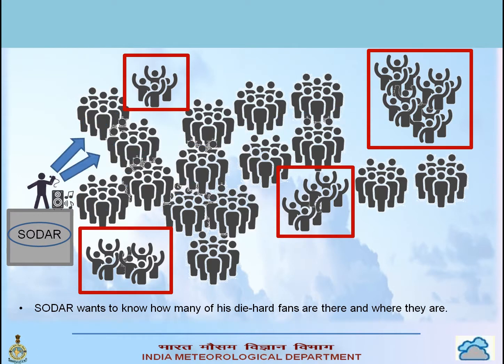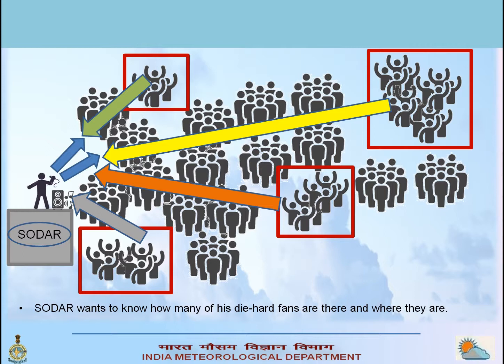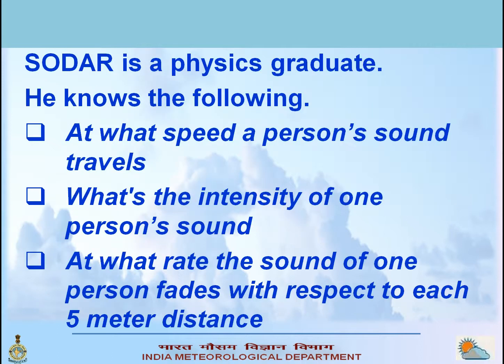But what you must have noticed now is that when they are singing, the sound from the cluster closest to him reaches him first, and then the second closest, and then the third, and finally the farthest one. So the farther they are from the singer, the more time it takes for their sound to reach the singer. Now let's see how this singer is making use of this information.